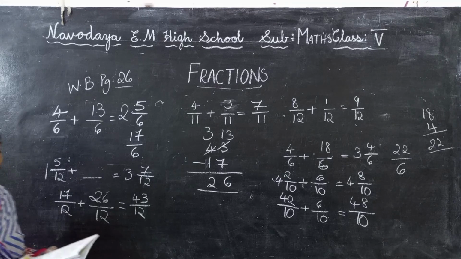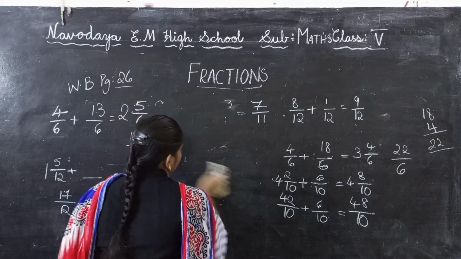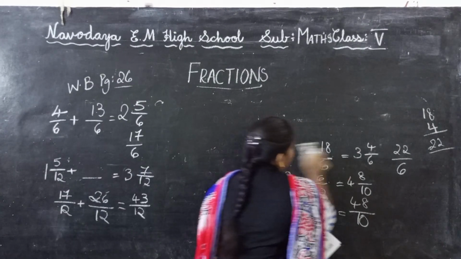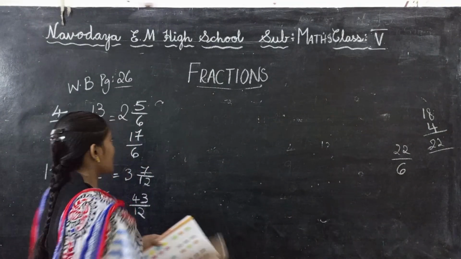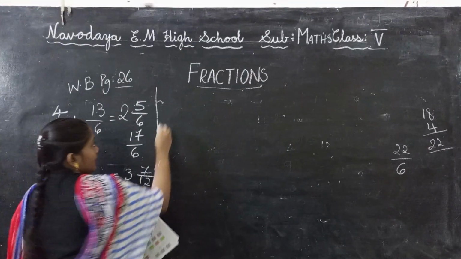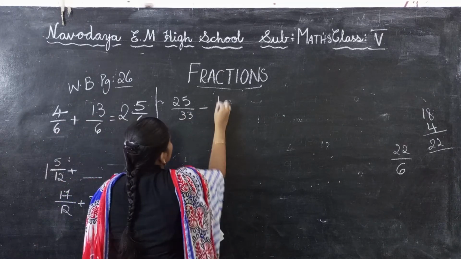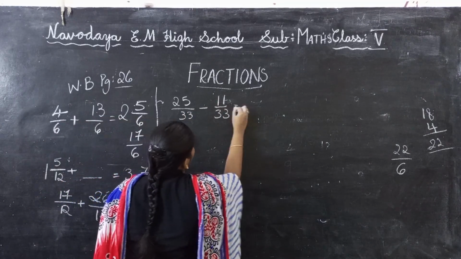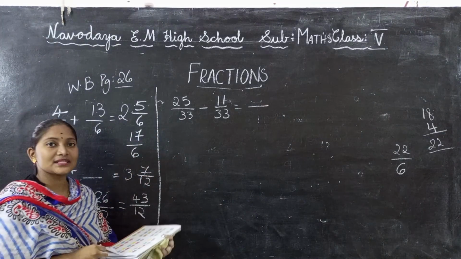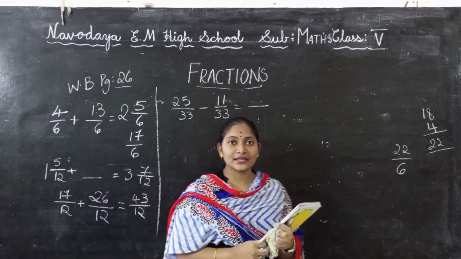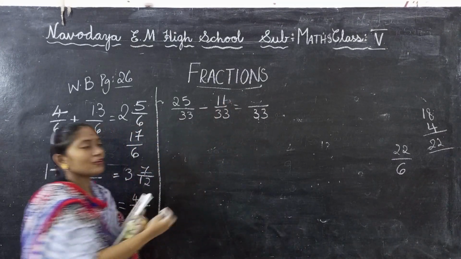Next one, subtract the fractions. See the first one in the subtractions. 25 by 33 minus 11 by 33. These are like fractions. The denominators of the two fractions are the same. So I continue with the same denominator and subtract the numerators.